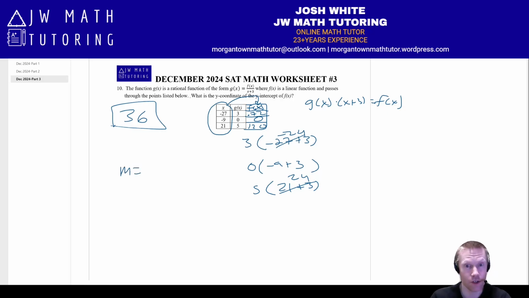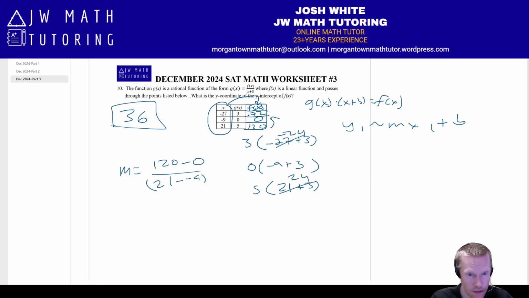Now, at this point, you technically could go to Desmos, do a table, and just do a basic linear regression, meaning y1 tilde mx1 plus b, and get it that way. But I'll just go ahead and do it by hand since I already have the points here. So I'm going to do 120 minus 0, and then 21 minus negative 9. So the slope becomes 120 over 30, which is just 4. Now we need to find b.